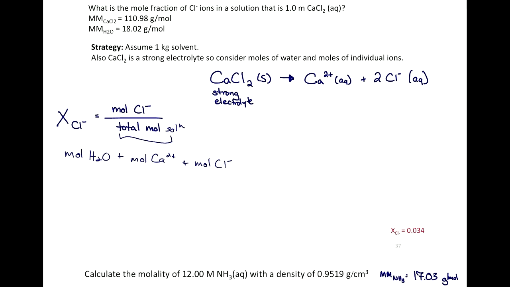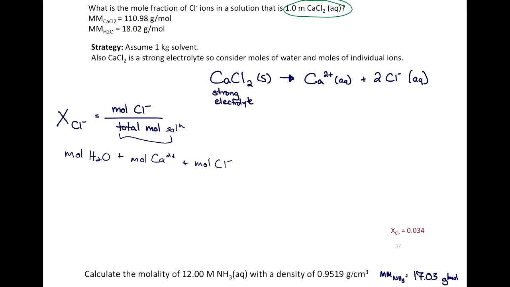All right? Okay, so it seems like we only need to calculate 3 things. How many moles of water do we have? How many moles of calcium 2+ do we have? And how many moles of chloride do we have? So let's look at the unit that's given. We have 1 molality of calcium chloride. So let's rewrite that in a way that's more useful to us.